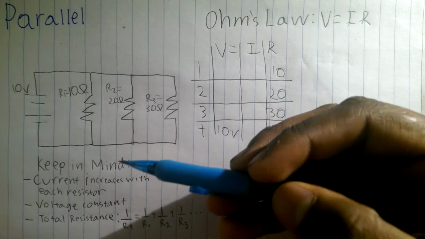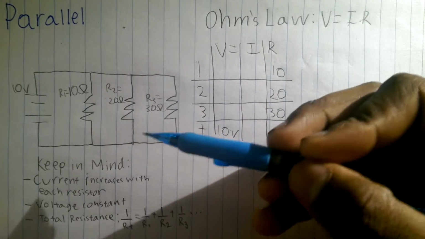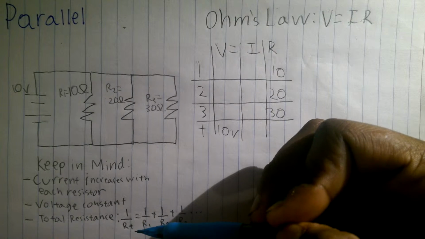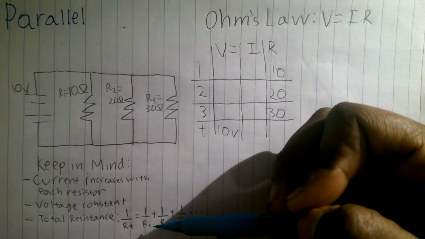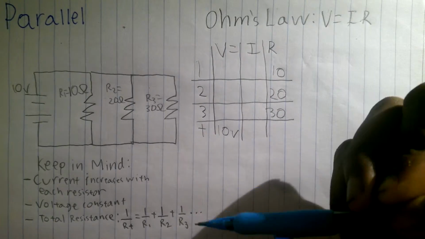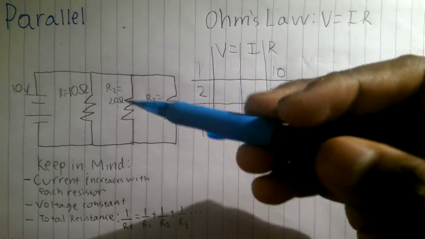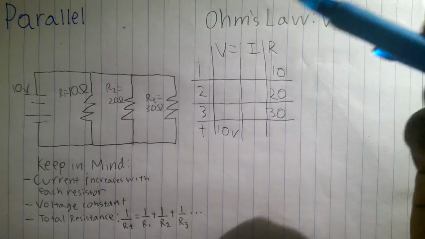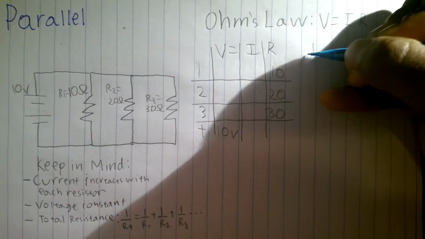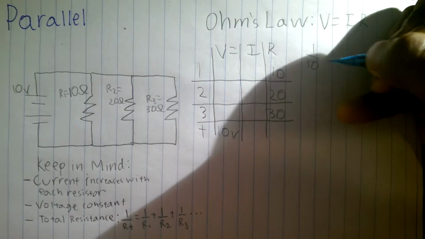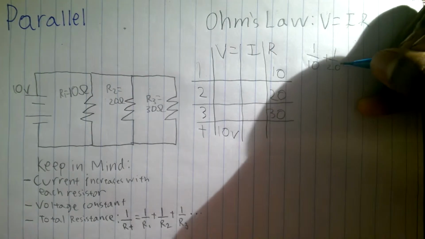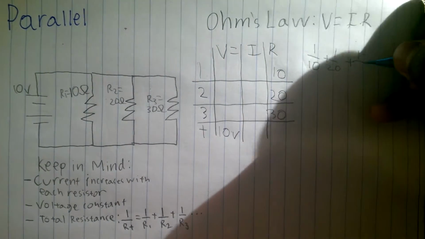However, you need to keep in mind that in a parallel circuit, the total resistance is given by 1 over R total equals 1 over R1 plus 1 over R2 plus 1 over R3, and so on, depending on how many resistors you have. So let's calculate that right now. To calculate the total resistance of our circuit, we'll have 1 over 10 plus 1 over 20 plus 1 over 30.